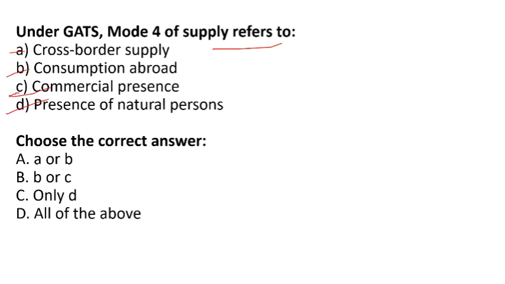We have discussed this in the previous questions. So the right answer is only D, that is presence of natural persons. Remember, every time the answers are not that difficult. It may be deep but not difficult. It is totally easy. What is important is that you need to understand the question first.